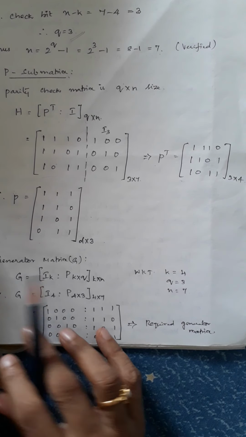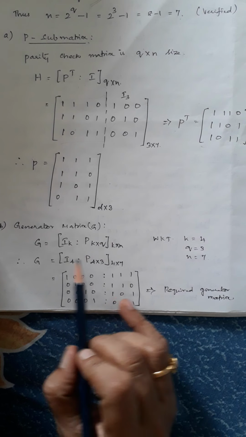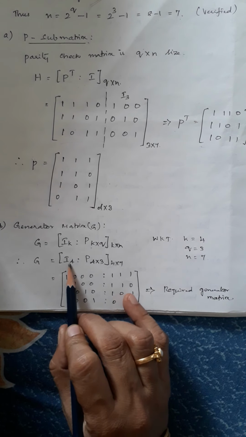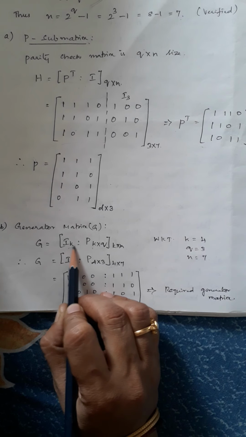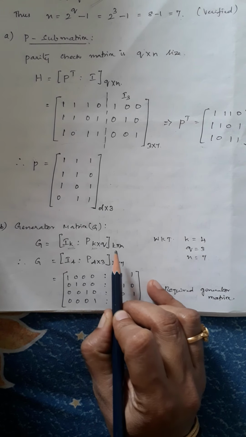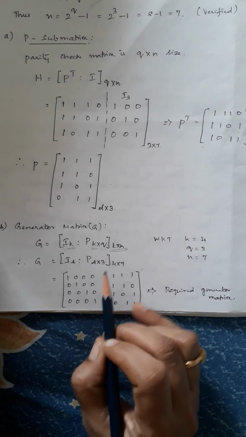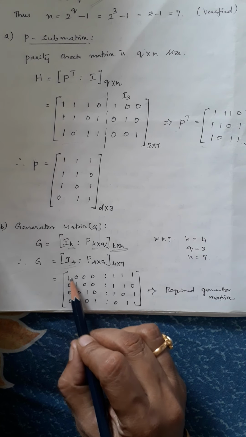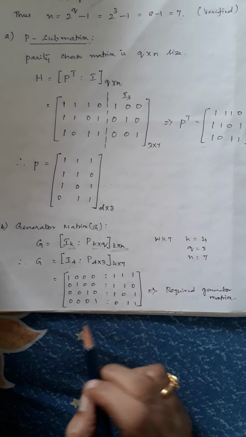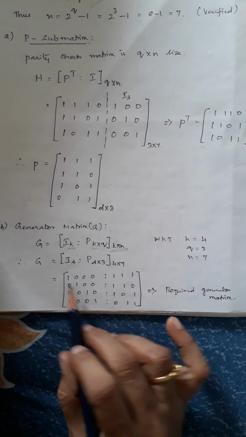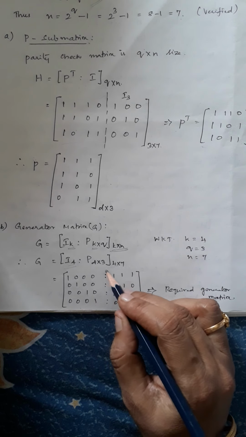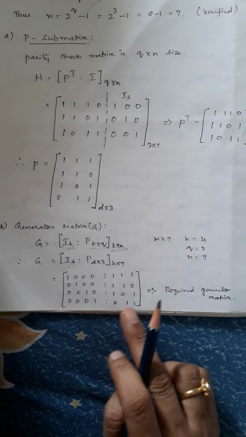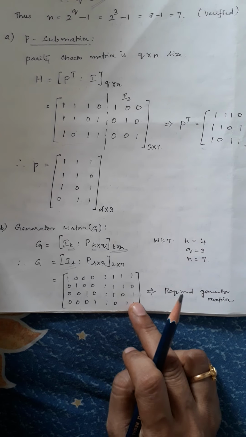So what is your generator matrix? The generator matrix is I appended with P. Your I is going to be of size k, because this one is k. So totally it will be k cross n. So I should be of size 4. Take 4 diagonal ones and fill the remaining elements with 0. So this is going to be your identity matrix and this is going to be your P submatrix.